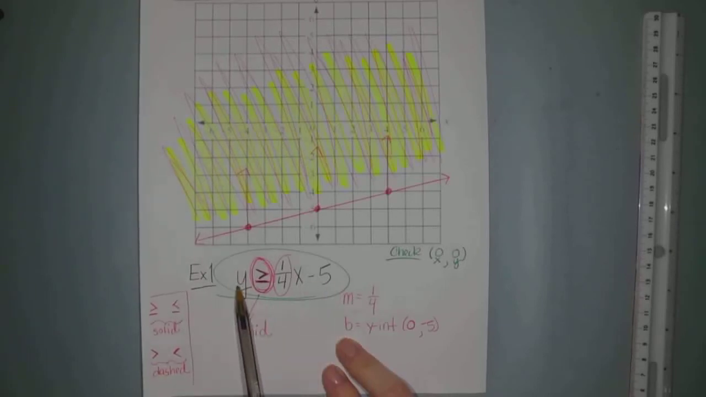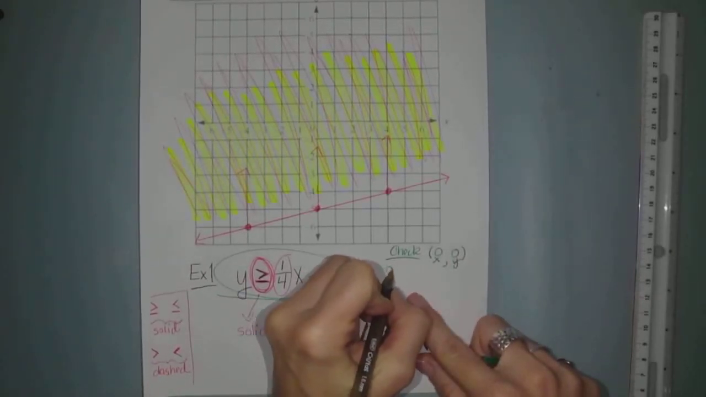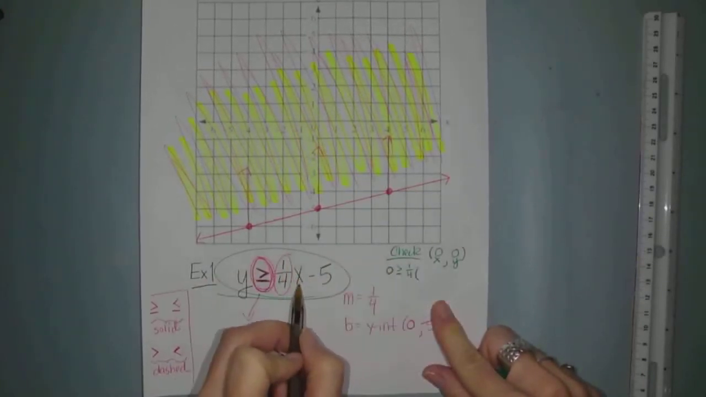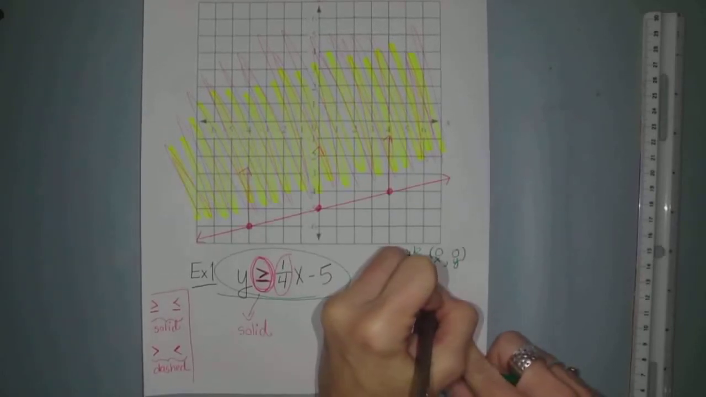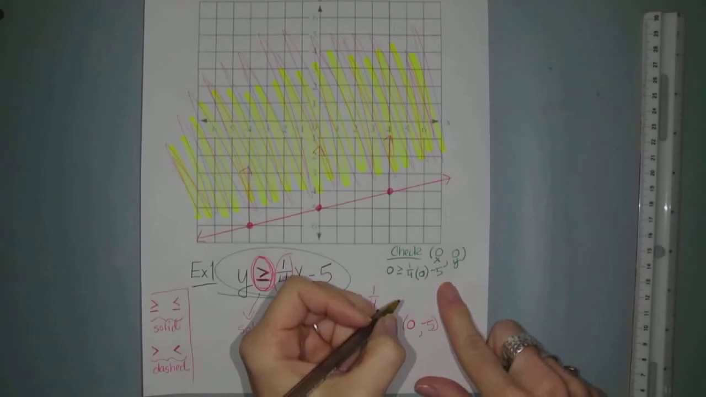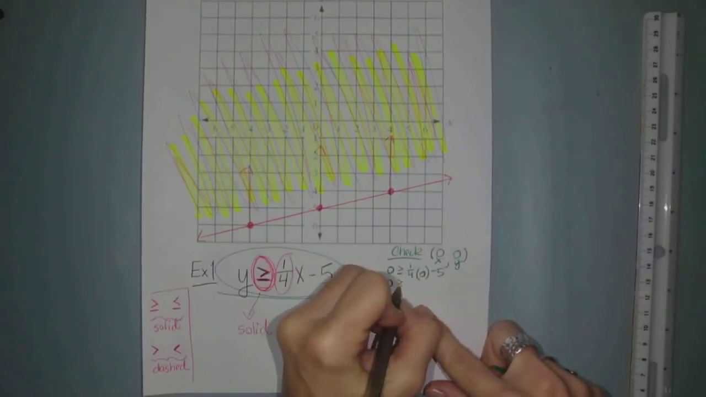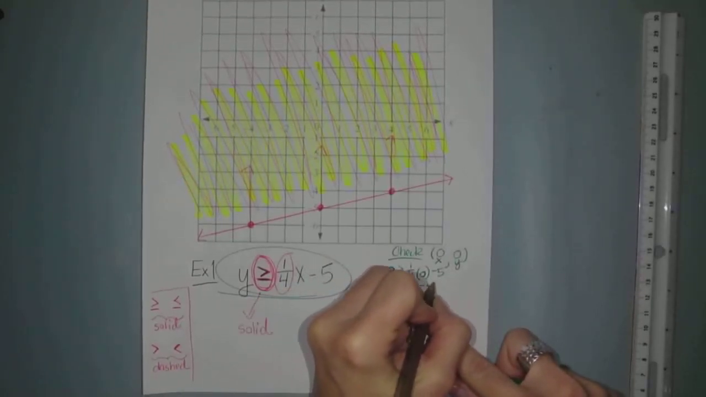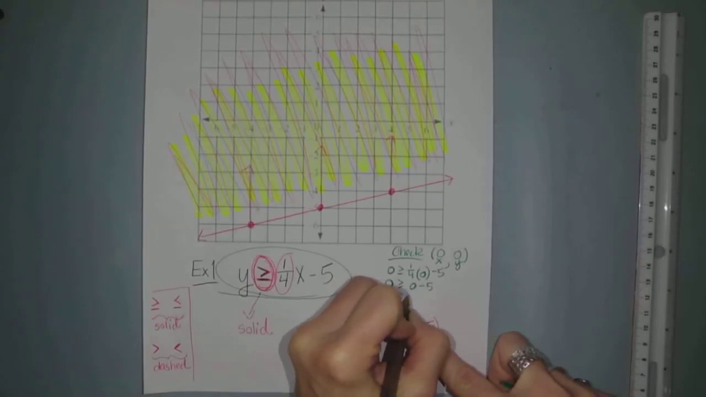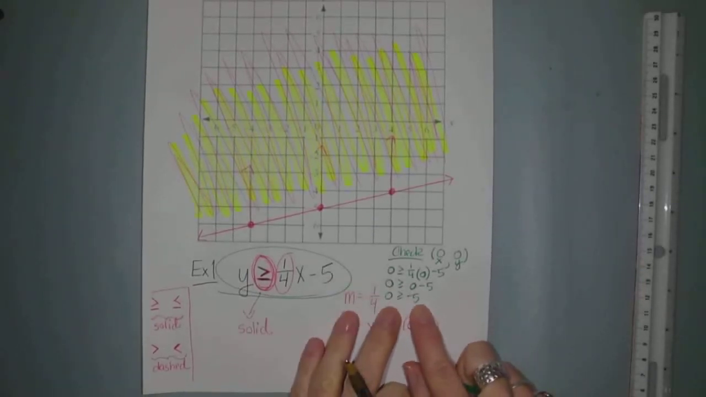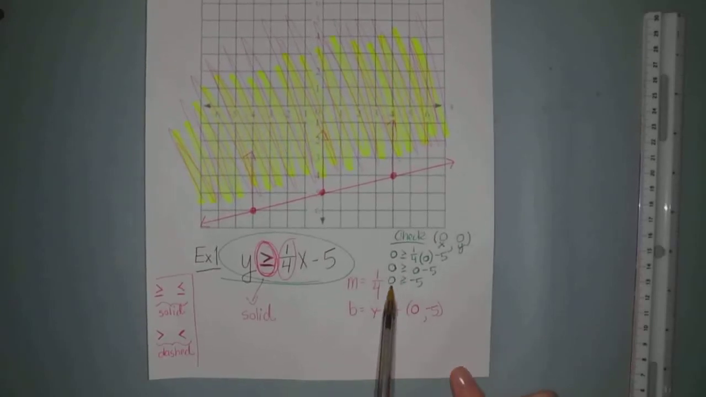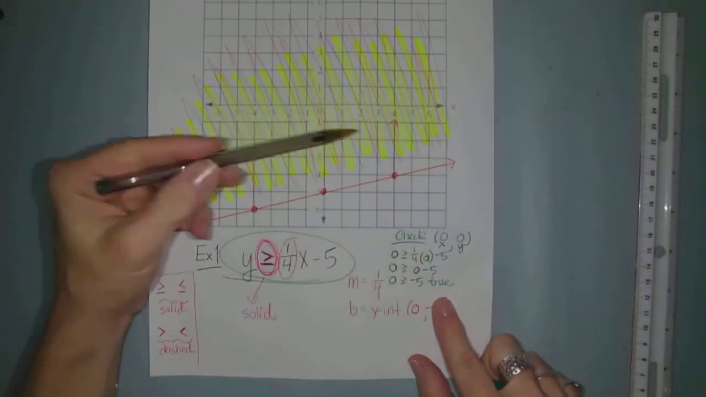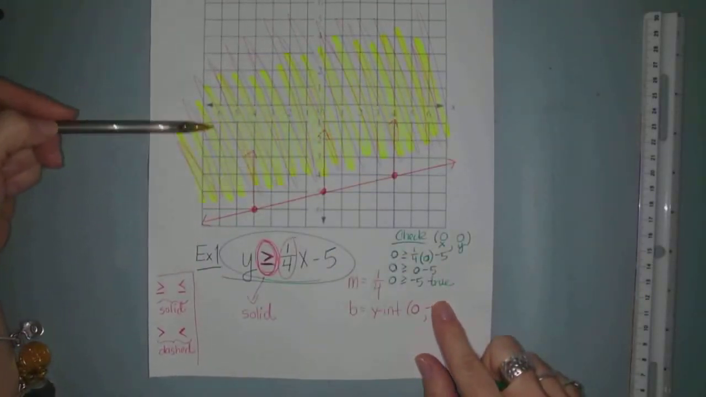So moving from left to right, the y is 0. So 0 is greater than or equal to 1/4 times x, which is also 0, minus 5. And so if I finish that math, that's going to give me 0 is greater than or equal to 1/4 times 0 is 0 minus 5. So 0 is greater than or equal to -5. And you have to ask yourself, is that true or false? Well, 0 is greater than or equal to -5. So that's true. And what that tells me is I've got the correct side shaded.